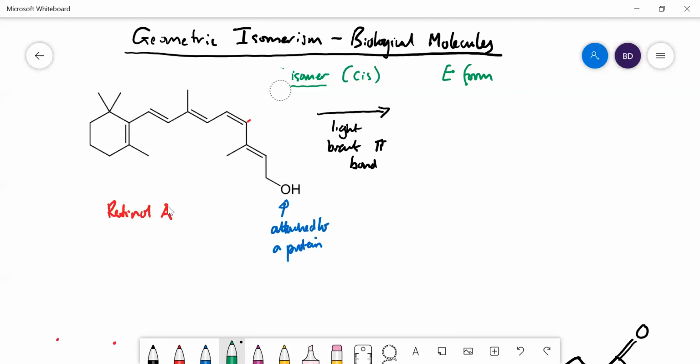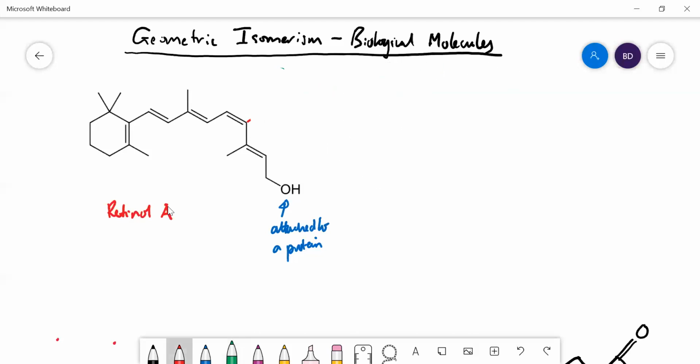So you're getting light, and it's going to become this shape instead. I won't put all the other bits on, but you can see it goes from there to there. Now this end is attached to the protein, so the protein is going to move, and that then sends a nerve impulse.